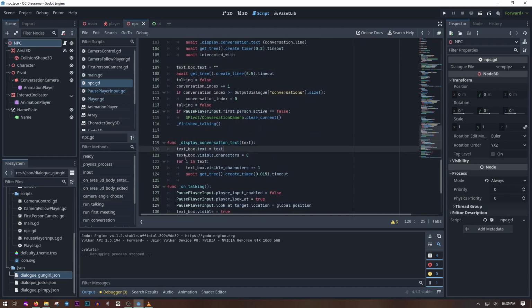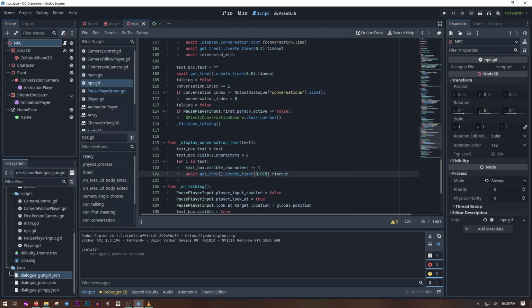So text box visible characters is 0, and then for i in text, I don't know what the i is, like an increment or integer. But it goes for loop, text box visible characters plus text is 1, so add 1 to the visible characters, and then await.